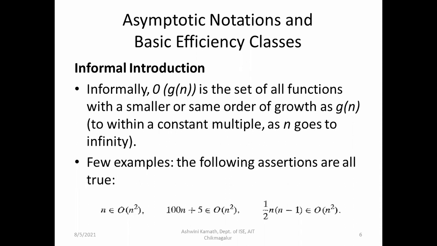So here we have n, and it is less than n square, so I can directly say it belongs to big O of n square. Then in the next one, we have half n square minus half n, and this also belongs to big O of n square. Obviously, half n square is less than n square, right? So this also belongs to big O of n square. So remember that on the left hand side, whatever function we have, if it has a smaller order of growth than g of n, then we say that it belongs to big O of g of n.